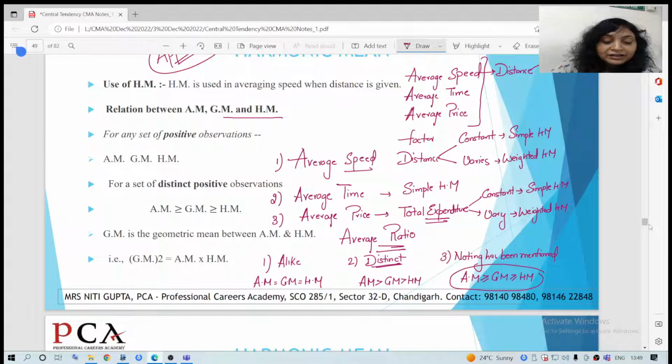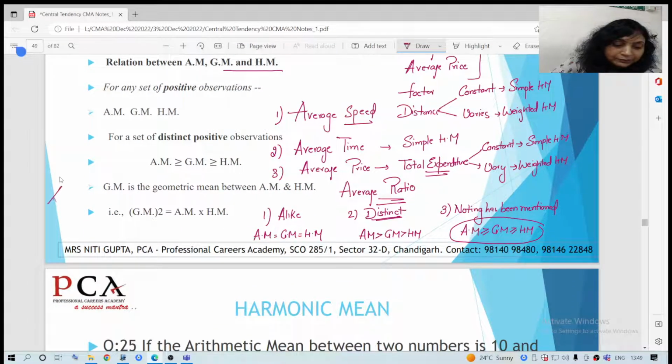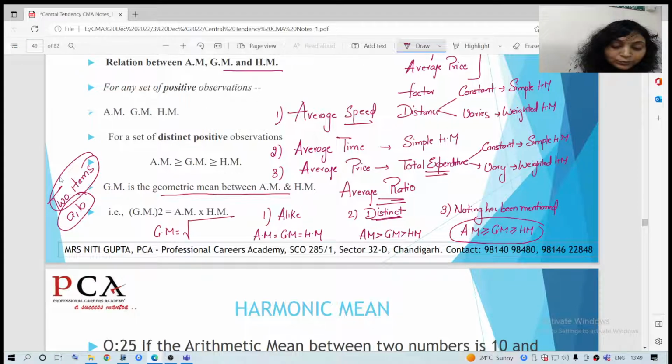And if there are just two items, only two items, say A and B, in that case the relationship between AM, GM and HM is GM is equal to the square root of arithmetic mean into harmonic mean. Geometric mean is equal to the square root of arithmetic mean into harmonic mean.